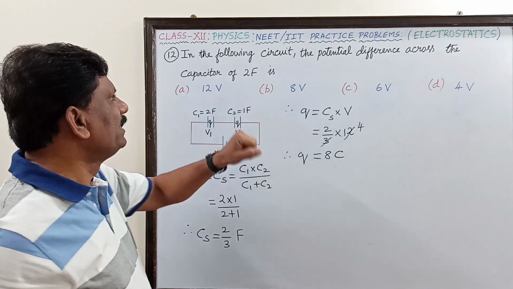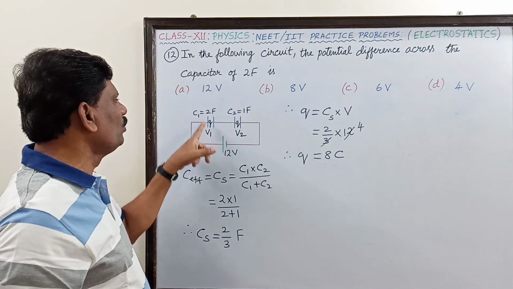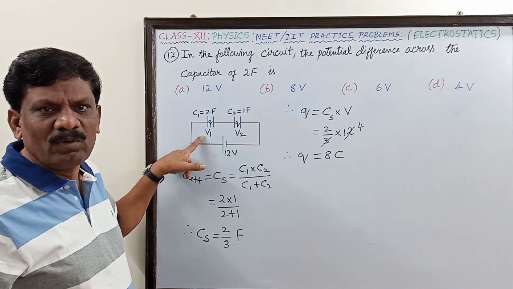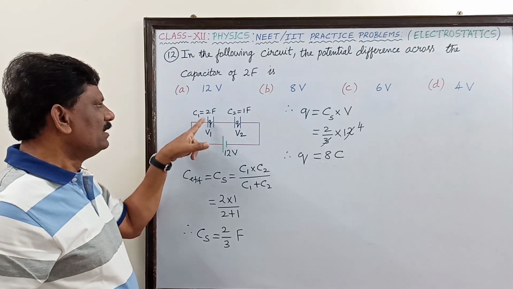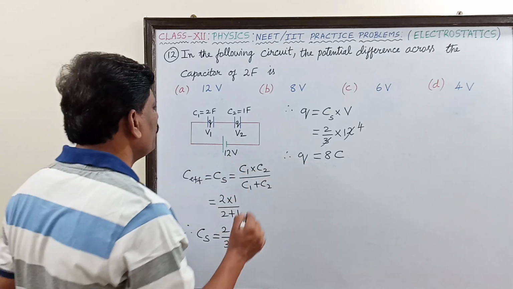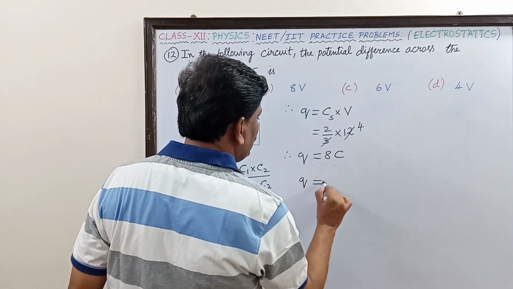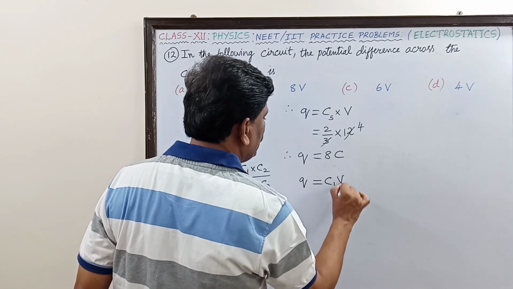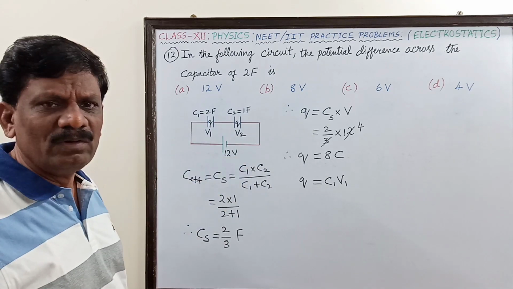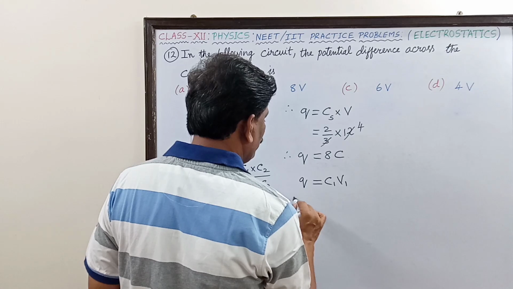Now what is the question here? The potential difference across the capacitor of 2 farad only we have to find out. So we have to find out V1. C1 is 2 farad and Q is equal to 8 coulomb. So Q is equal to C1 into V1, and that is also equal to C2 into V2.